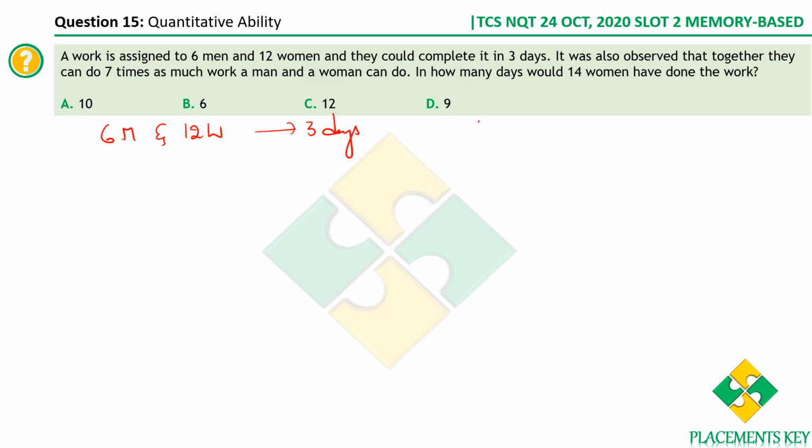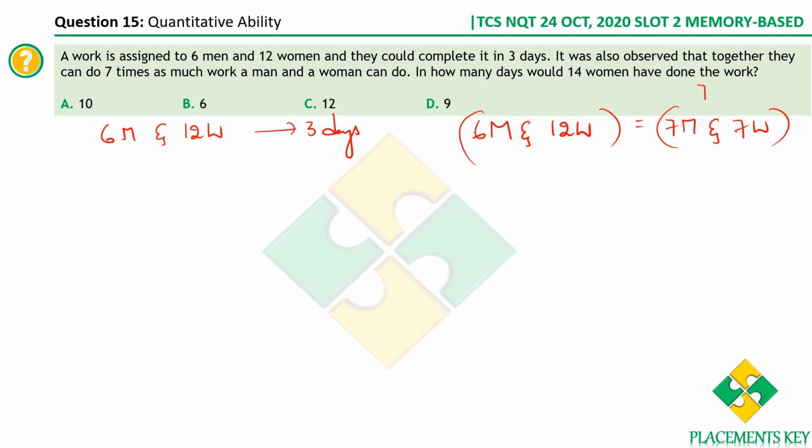So what did they say? The work done by 6 men and 12 women is equal to 7 times the work done by a man and woman. So what does that mean? It is the equivalent of 7 men and 7 women working. Let me repeat that. It was also observed that together they can do 7 times as much work as a man and woman can do.